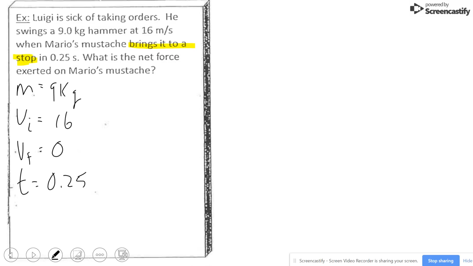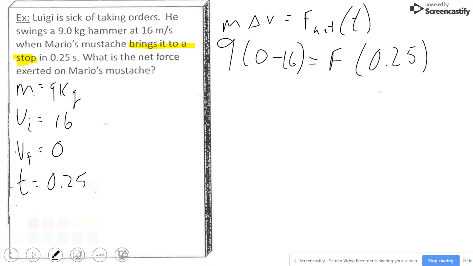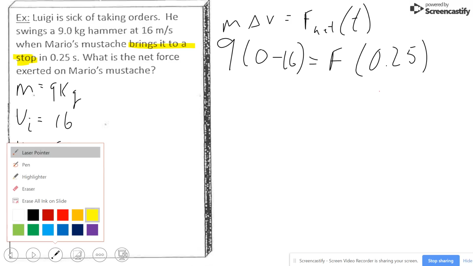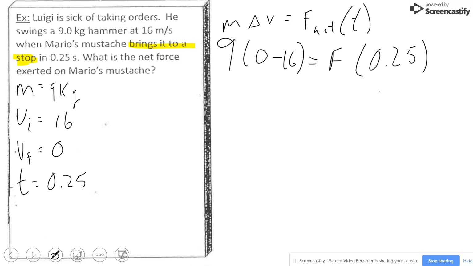So first thing we're going to do is set up our formula. So we have mass times a change in velocity equals F net times T. So then we go through and plug in all of our numbers. So our mass is 9, our change in velocity. And remember, when you're doing change in velocity, it is going to be Vf minus Vi. It's always final minus initial. So our final velocity was 0. Our initial velocity was 16. And that's going to equal the force that we're going to be looking for times 0.25 seconds. So that's our time.